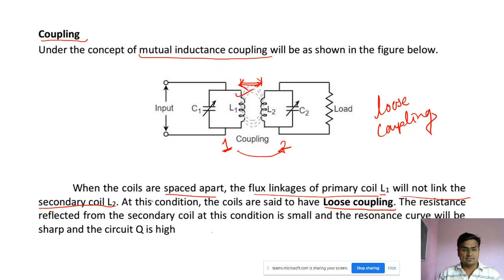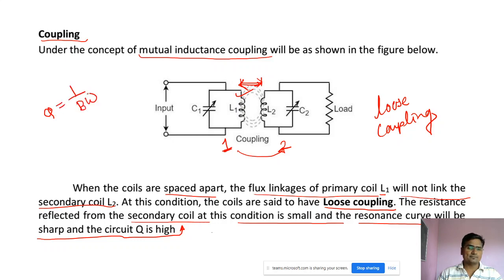The resistance reflected from the secondary coil in this condition is small, the resonance curve will be sharp, and the circuit Q is very high. Is it? Now what is that Q? Q is inversely proportional to bandwidth, that is well known to us. Now look here. What I'm doing is just increasing the distance between L1 and L2. If you increase the distance between L1 and L2, poor linking will be there, and because of that I'm calling it loose coupling.